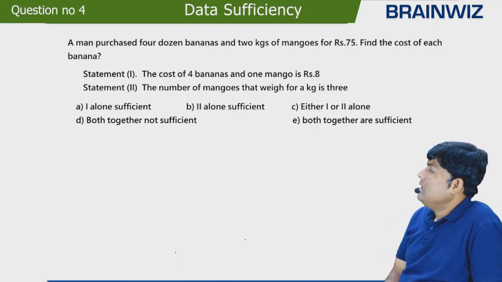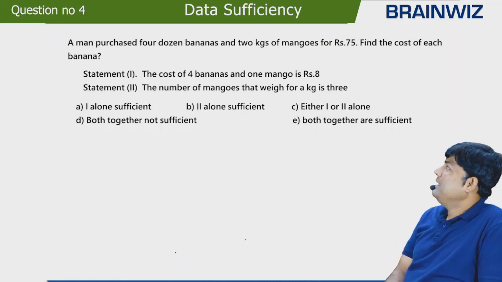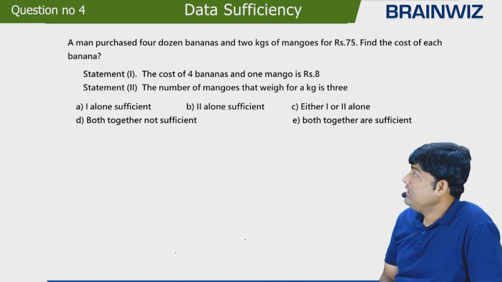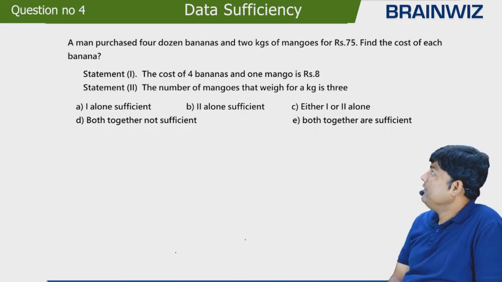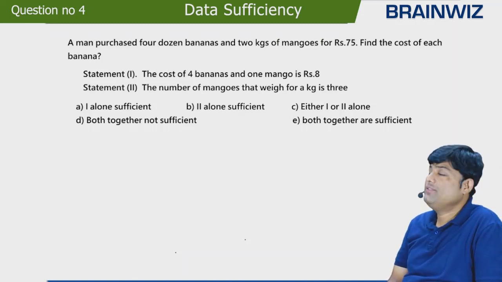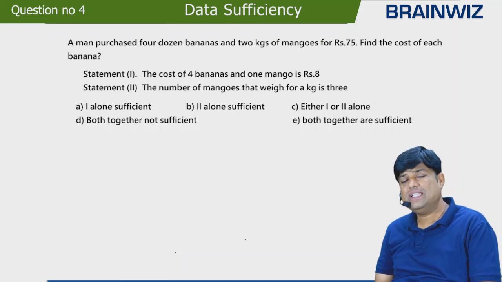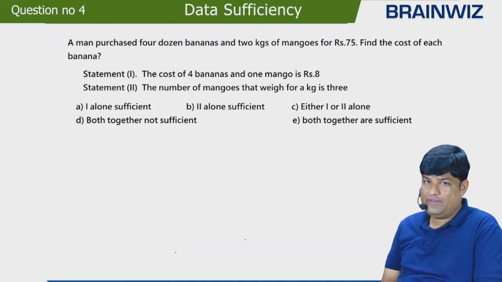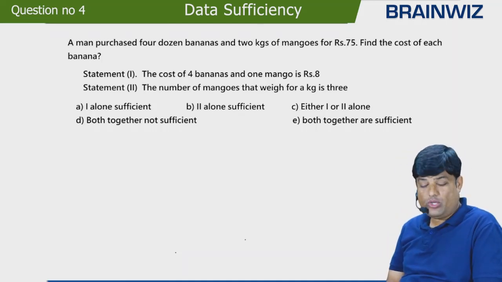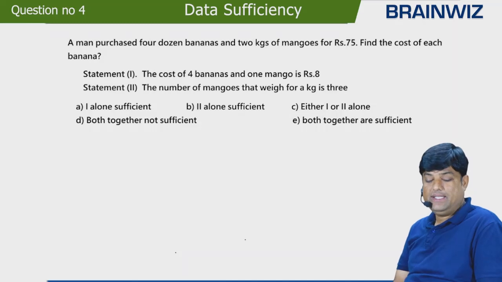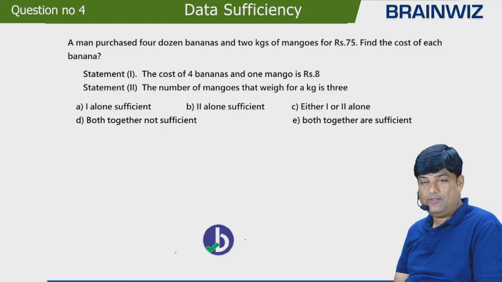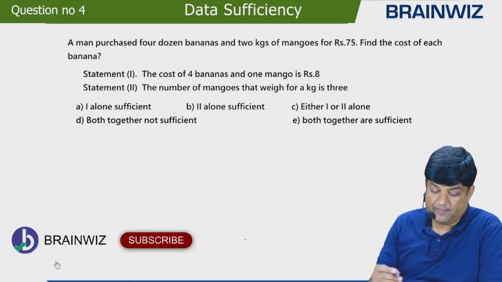He told you a man purchased 48 bananas, means 4 dozen, along with 2 kgs of mangoes for rupees 75. And here we are supposed to find out what is the cost of 1 banana. For this, he gave you 2 statements. In the first statement, he gave you that 4 bananas along with 1 mango is 8 rupees. And the second statement is 1 kg of mangoes is 3 mangoes. So let's check how we can do it.